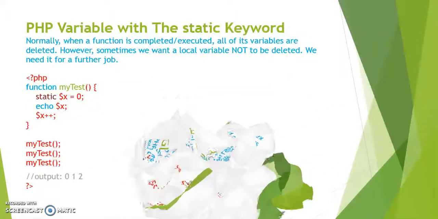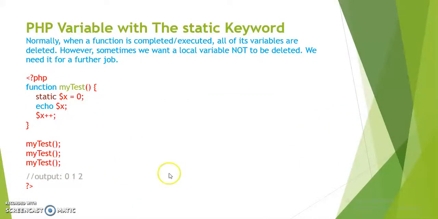Let's go ahead and see other ones. Alright, so normally when a function is completed or executed, all of its variables are deleted. However, sometimes we want a local variable not to be deleted. We need it for a further job. So for example, we have this function here where we declare a local variable x, of course with our static keyword, which will now make this variable a static variable, so that its value will not be deleted each time we run the code.